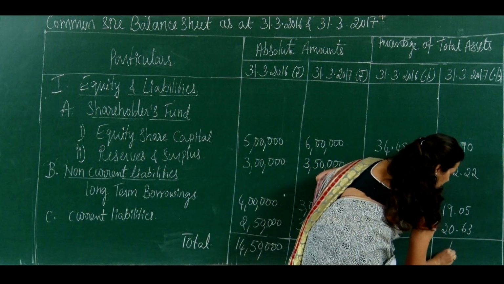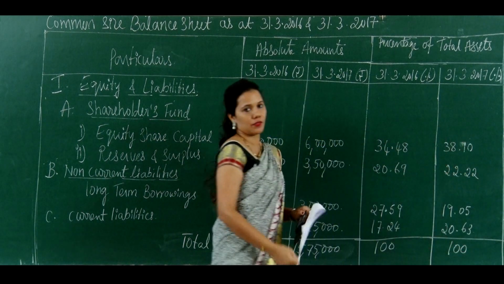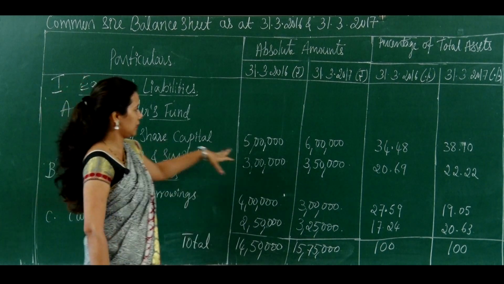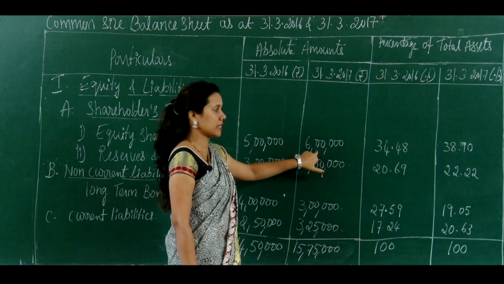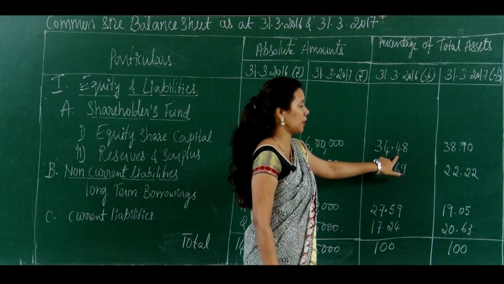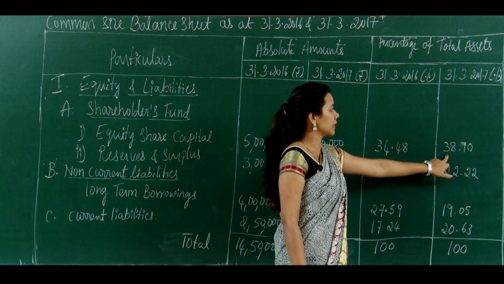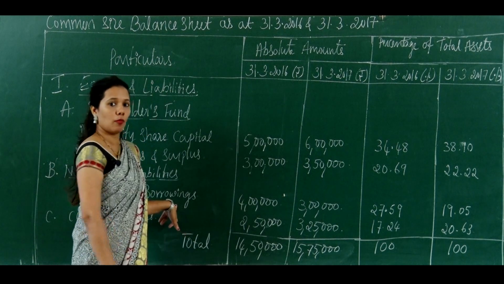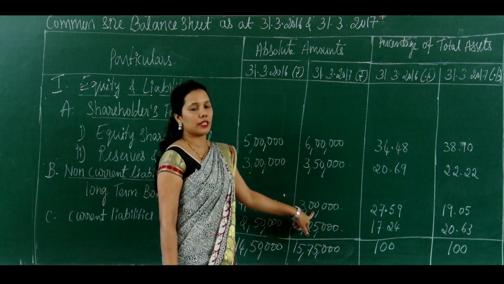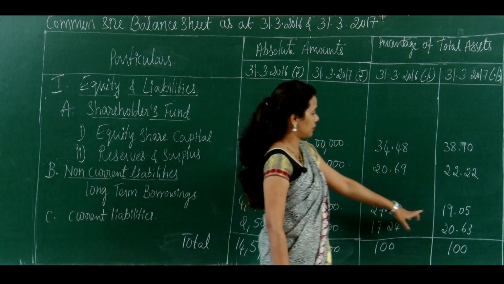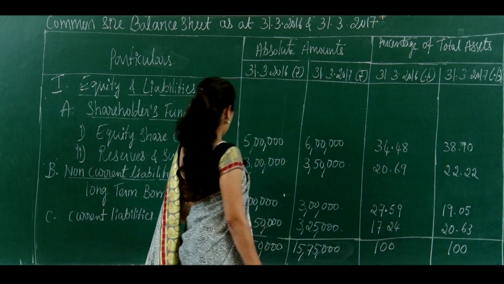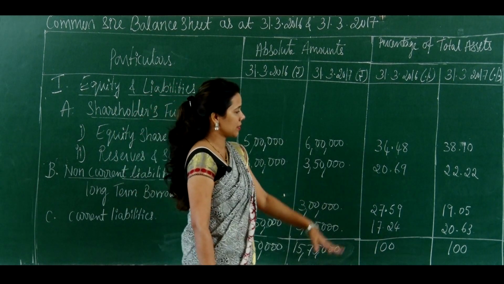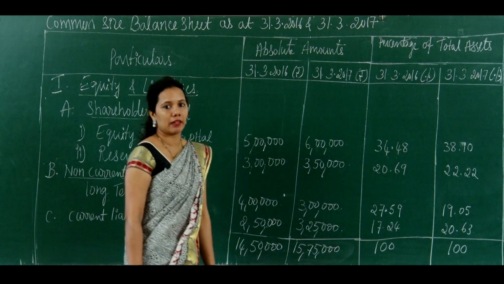So, that is your base. Base percentage is always 100. So, you can check the performance. Share capital, equity share capital: last year 5 lakhs, this year 6 lakhs. In terms of percentage, 34.48 last year, and this year it has increased to 38.10. Similarly, the long term borrowings last year 4 lakhs and this year 3 lakhs. So, the percentage is definitely less. The current liabilities of the business also: last year 17.24% and this year it has increased to 20.63%.